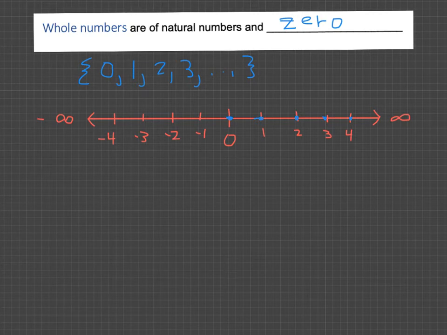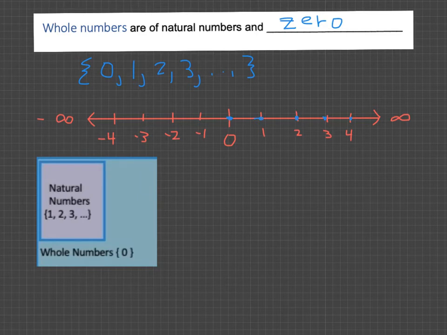Now we can also represent these sets as a picture. So we started off with natural numbers. If we let that rectangle stand for all of the natural numbers, then if we want to now show the whole numbers, we see that natural numbers are included in whole numbers. So natural numbers, 1, 2, 3, etc., and then whole numbers adds to that a 0. So natural numbers are inside of the set of whole numbers. So that means that every natural number is a whole number. 0 is a whole number, but not a natural number.